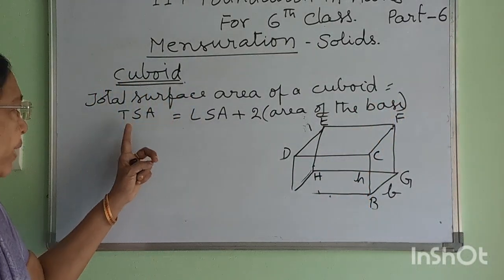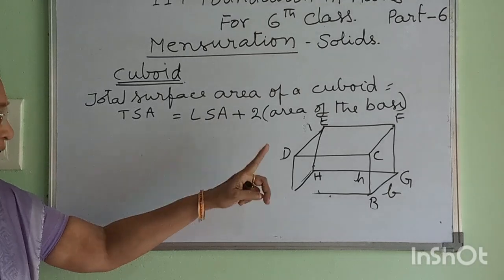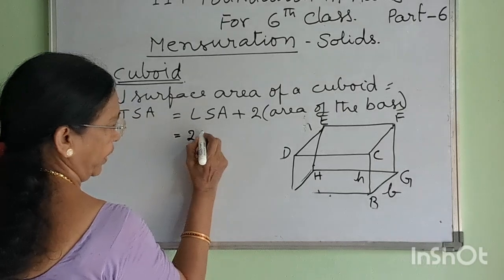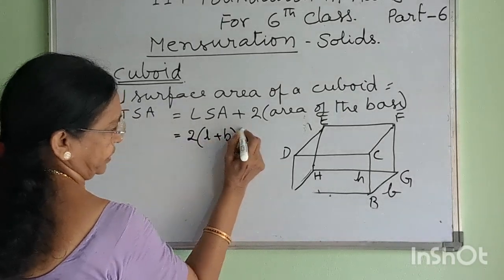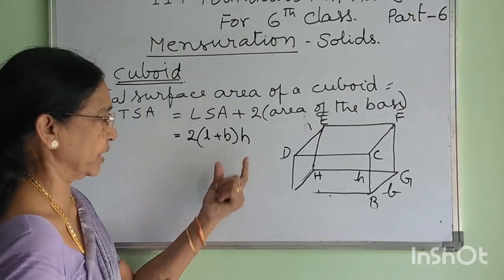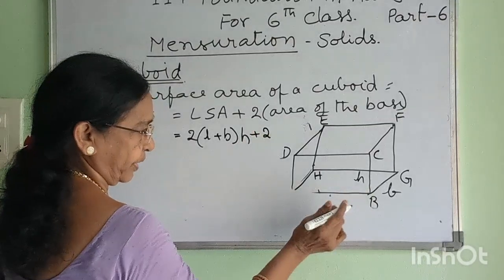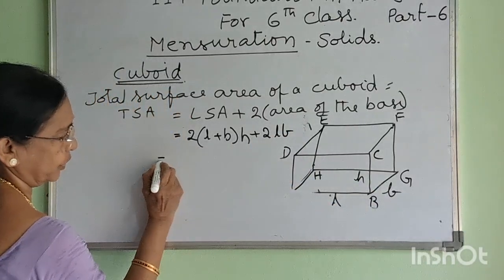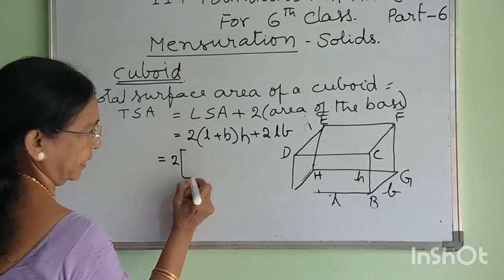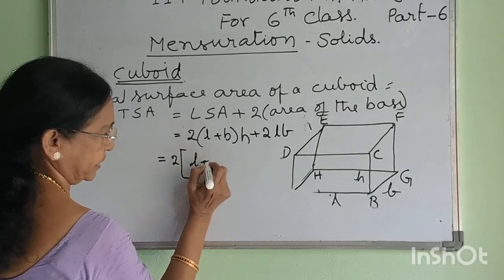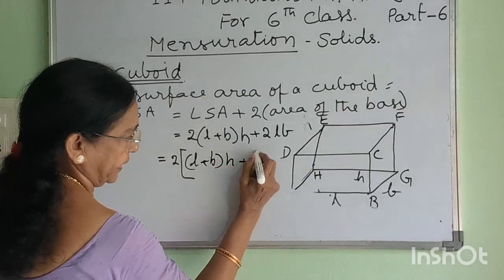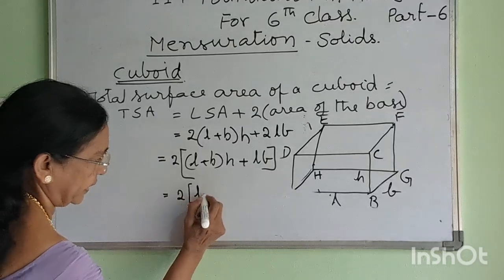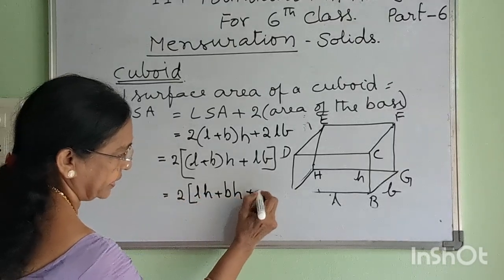Total surface area of the cuboid is equal to lateral surface area of the cuboid plus 2 into area of the base. Lateral surface area is equal to 2 into L plus B into H, that is the perimeter into H, plus 2 into area of the base LB, length into breadth, 2 into LB. So this is equal to 2 is common into L plus B into H plus LB, or this is equal to 2 into LH plus BH plus LB.